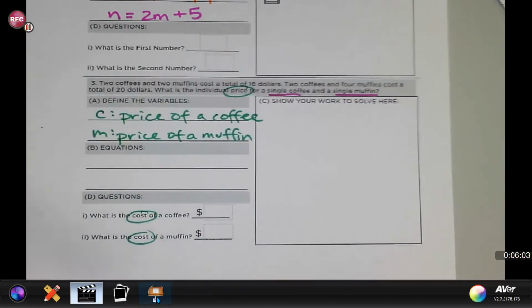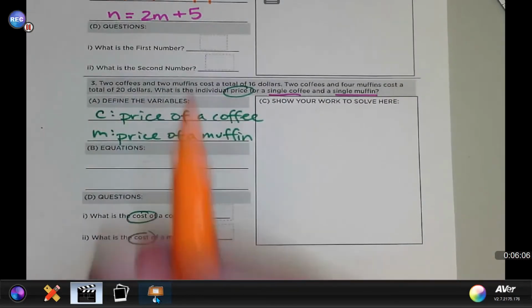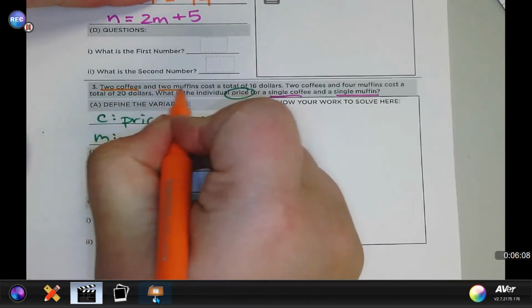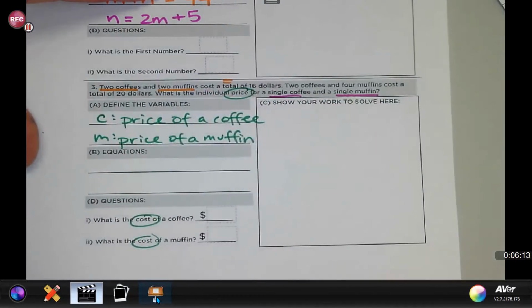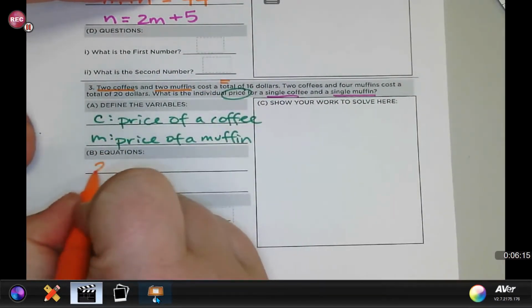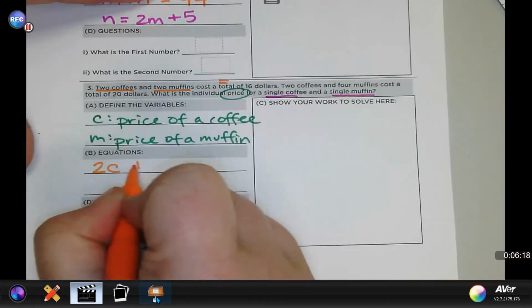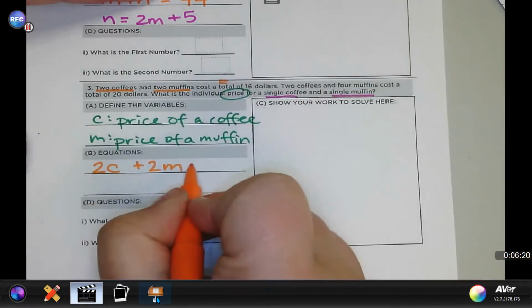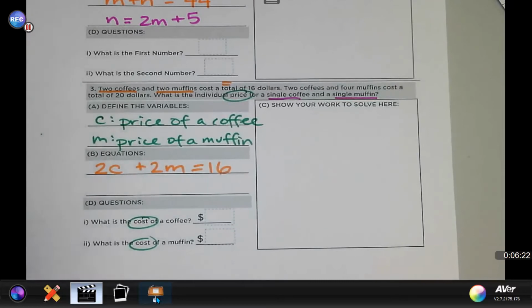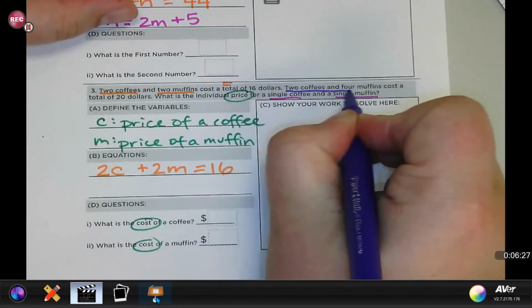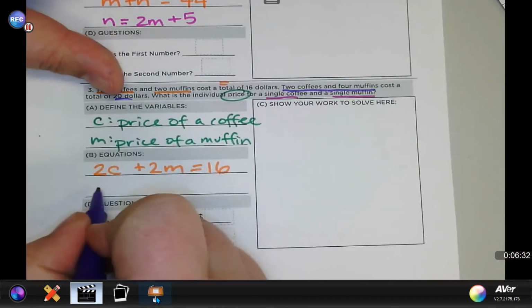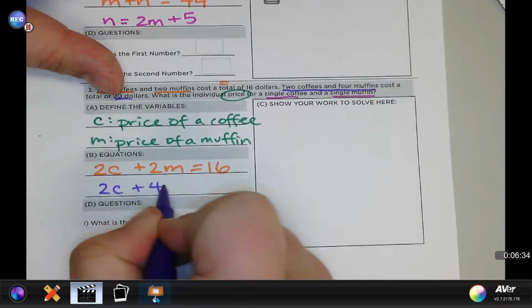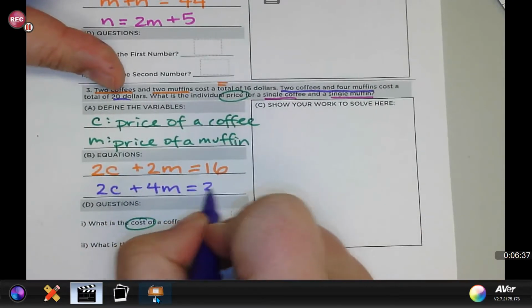Okay, and then they tell us 2 scenarios. The first one is that 2 coffees and 2 muffins cost a total, which is like our equal, of $16. So 2 coffees plus 2 muffins gave us a total of $16. Then we have 2 coffees and 4 muffins cost $20. So 2 coffees plus 4 muffins equals $20.